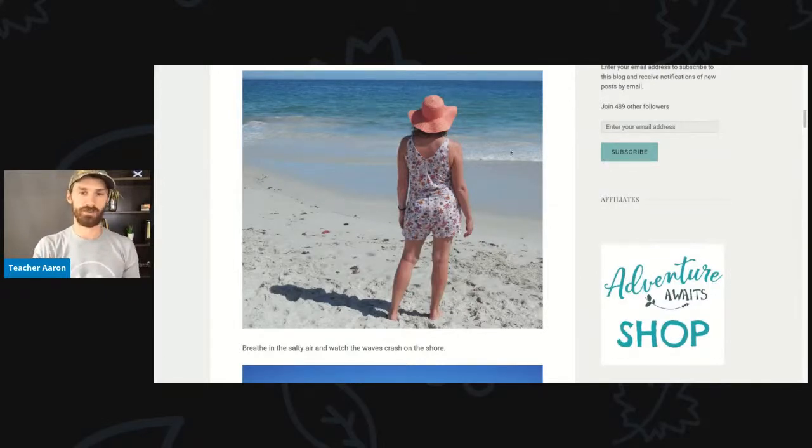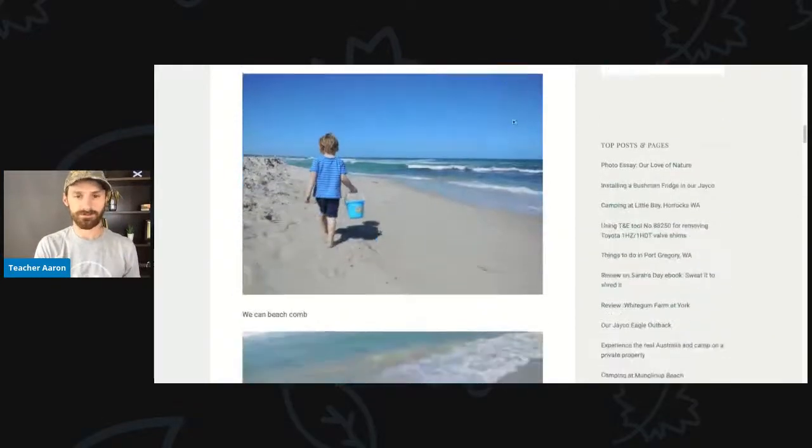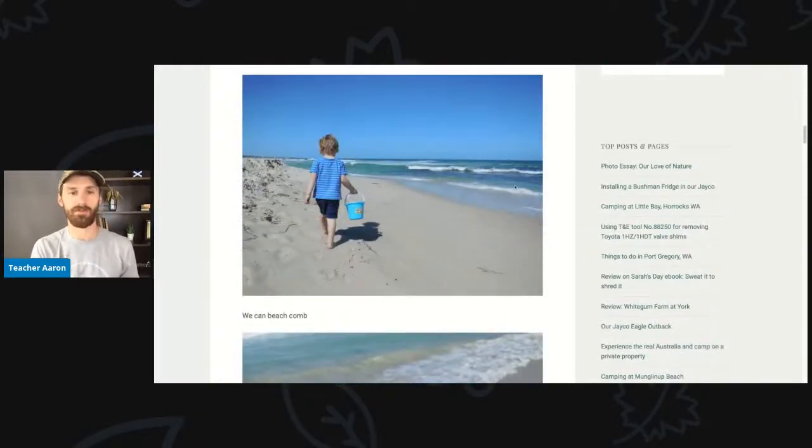Okay, she's looking at the waves. The waves here are very small. Okay, they're not big waves that you could go surfing on, but the waves look pretty small. Here the waves look a little bit bigger.